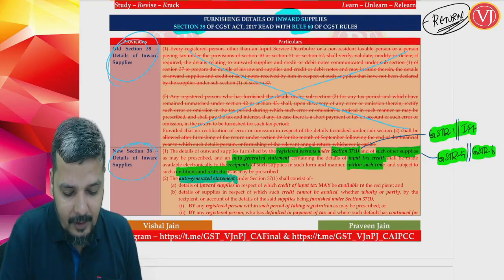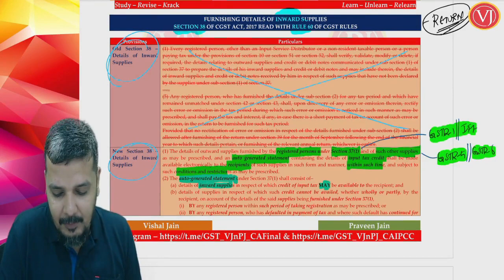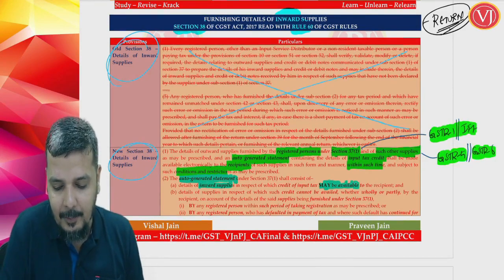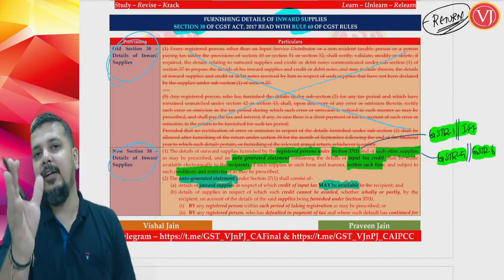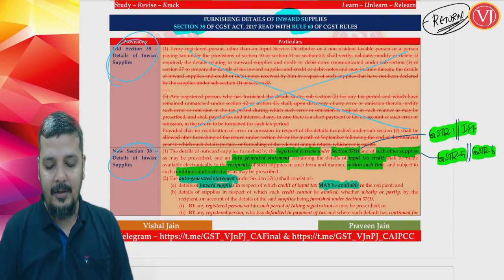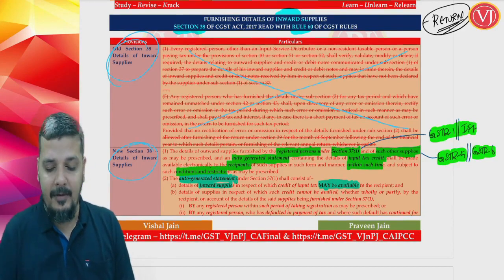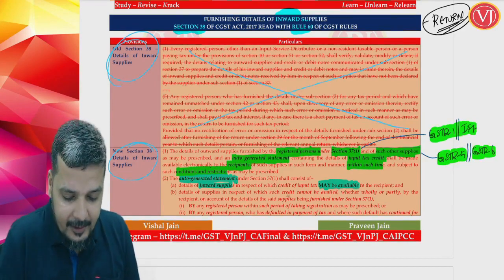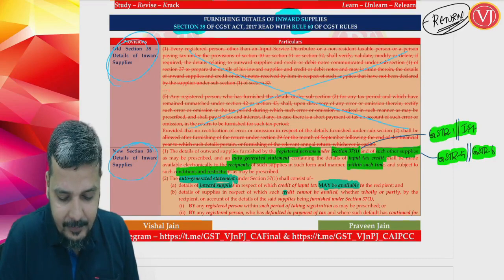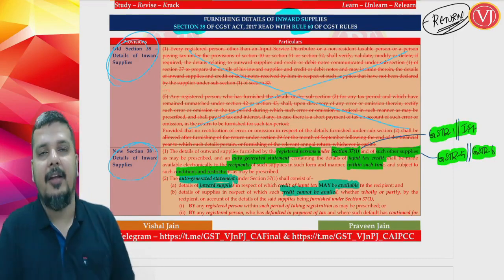Details of inward supplies, the credit of input tax which may be available. So it will give me the recommendation that these are all the details that your supplier has filed, and you have got an auto-generated statement, and this is the portion on which you can take the credit, may be available, and the details of supplies on which credit cannot be availed. It will give me two lists.